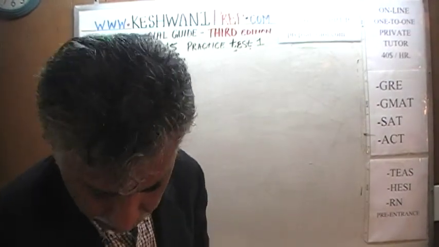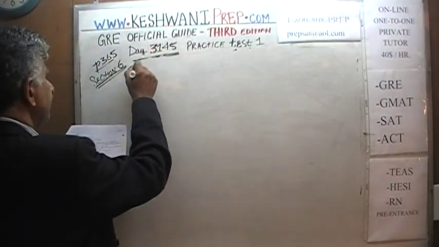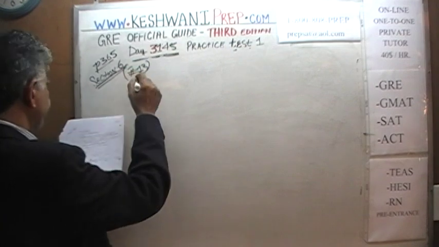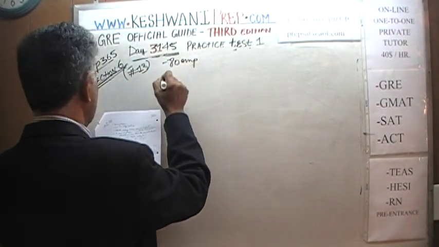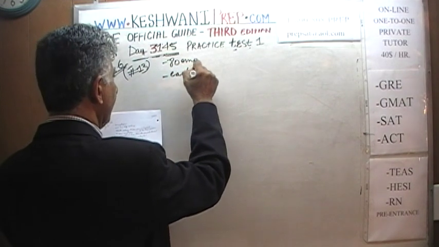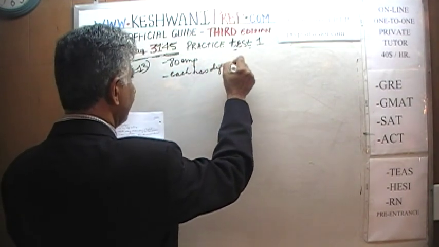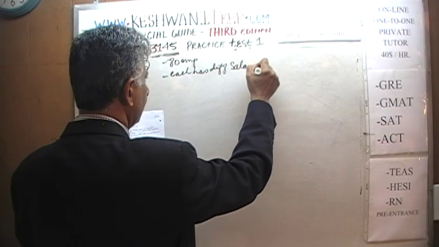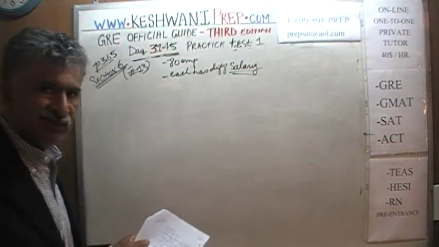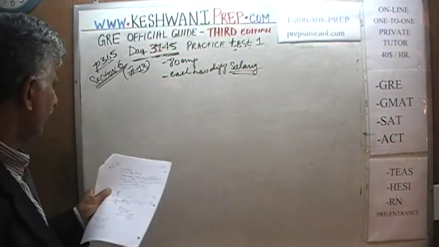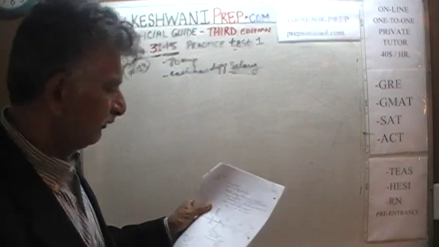Question number 13. In question number 13, we have 80 employees, we are told, and each has a different salary. That is important here. Each has a different salary. Otherwise, we do not have two or three people earning $48,000. No, they each have different salaries. Even if it's a difference of just 1 cent, it's a unique salary. Everybody has a distinct amount of salary.